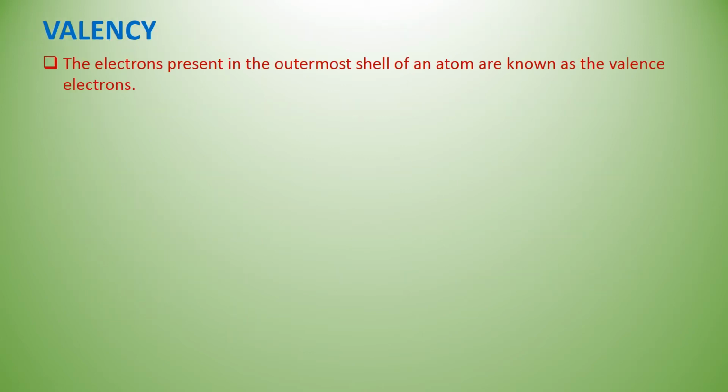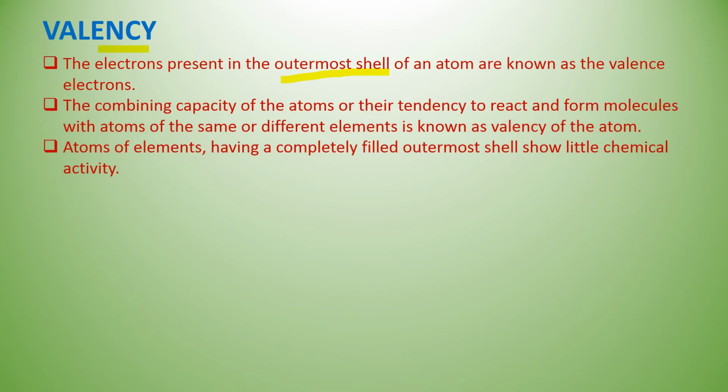Right? The electrons present in the outermost shell of an atom are called the valency electrons or valence electrons. Now this topic is very important, dear students. When you are writing the electronic configuration, the outermost shell contains how many electrons, that will decide the valency of that particular element. And what is valency in common? It is a combining capacity of the atoms or their tendency to react and form molecules with atoms of same or different elements. Now remember, valency means it can give electrons or take electrons.